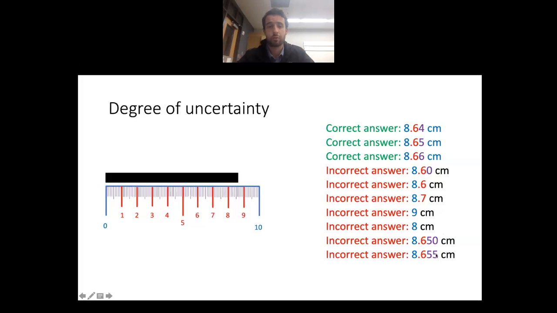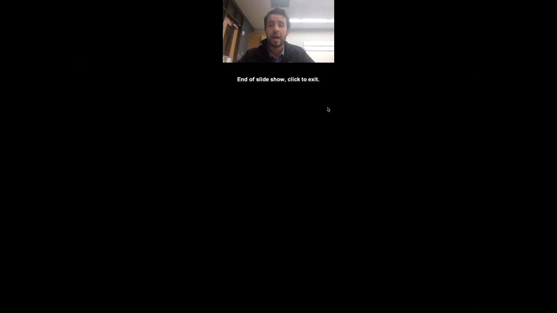Again, 8.655 would be another one that we cannot do just because that thousandth place here, the second 5, is too accurate of a measurement to make with this ruler. Okay, I hope that helped you guys understand degree of uncertainty and when to know how many decimal points to use. We're going to talk about this in class.